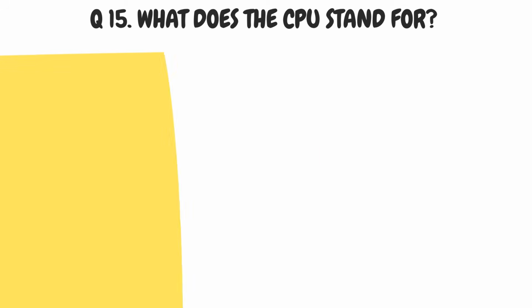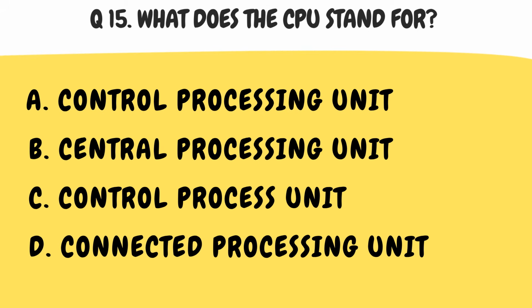What does the CPU stand for? A. Control processing unit. B. Central processing unit. C. Control process unit. D. Connected processing unit. The correct answer is B. Central processing unit.